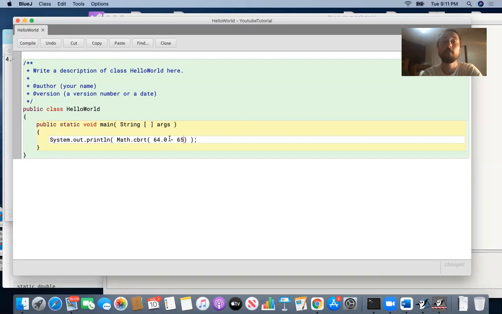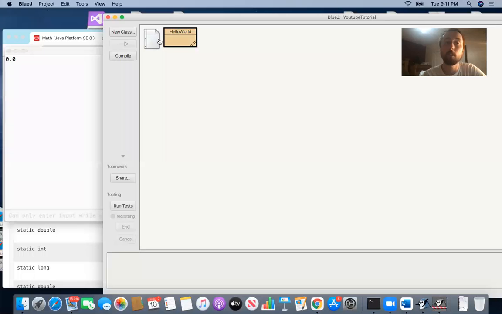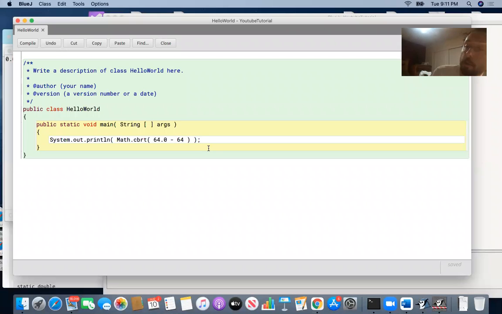Same thing with 0. What if we said 64.0 minus 64? Well, this becomes 0.0. The cube root function accepts a floating point number. It accepts a double, and it returns a double. So now the cube root of 0.0 is 0.0. Another one is cosine. So what if I want to know the cosine of a number?